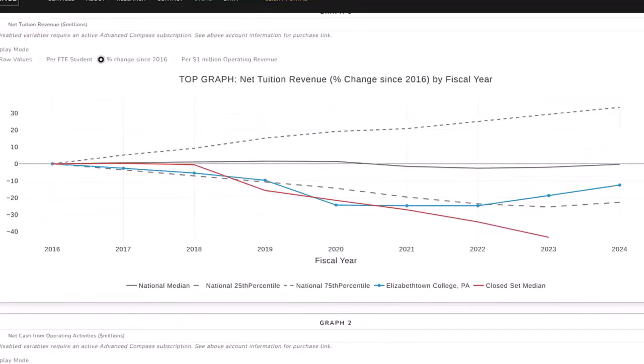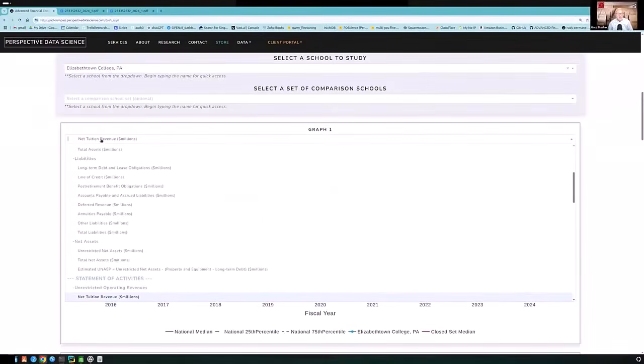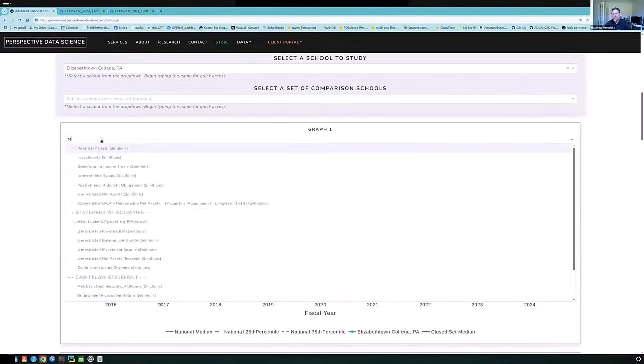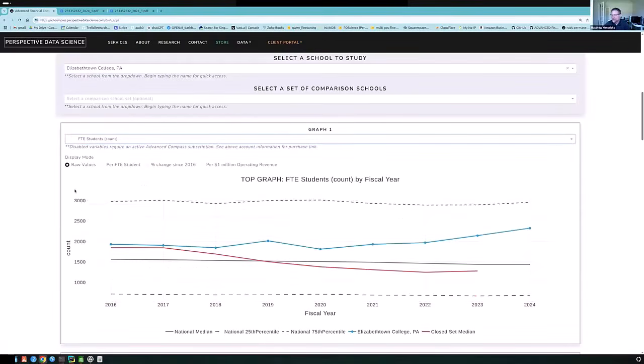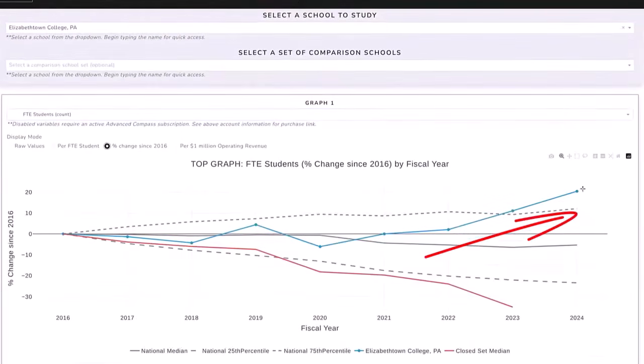So a question about the revenue: let's see what their enrollment looks like. I'll switch gears over to the enrollment. I think their enrollment's way up. All right, so if you're at this school and they're talking about financial problems and they're talking about we have this problem with enrollment, that's totally false, right?